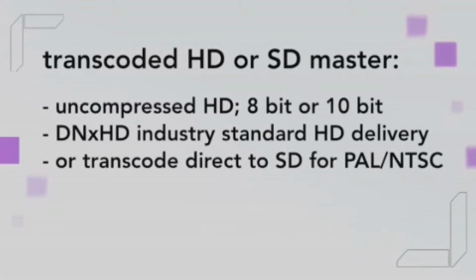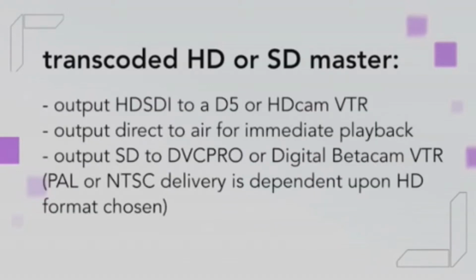Now, you can also deliver from a timeline where you've transcoded the media to either uncompressed HD or Avid's DNX HD codec. From this type of timeline, you can output your work via HD SDI to a VTR such as Panasonic's D5 or Sony's HD Cam. You can output your work direct to air for immediate playback, and you can output your work via SDI component or composite to an SD VTR such as Panasonic's DVC Pro or Sony's digital Betacam.